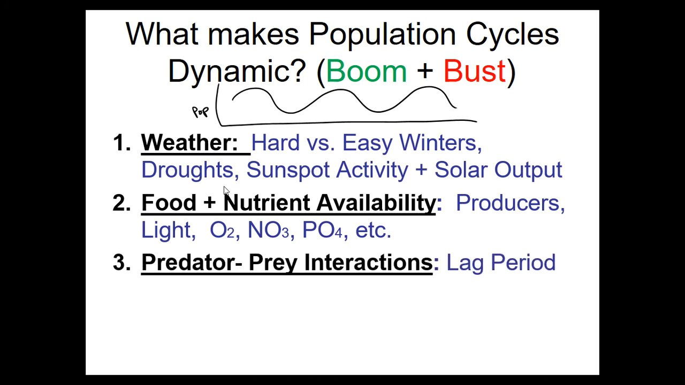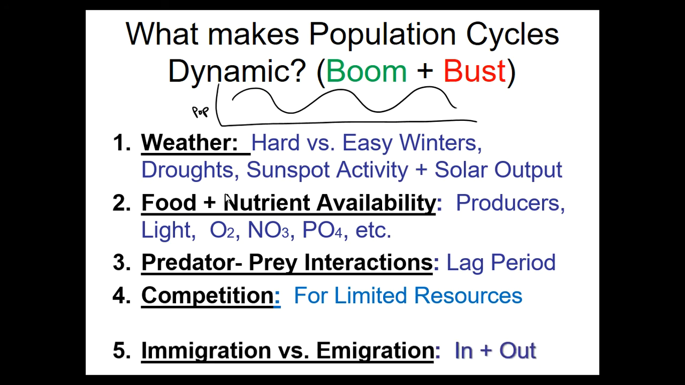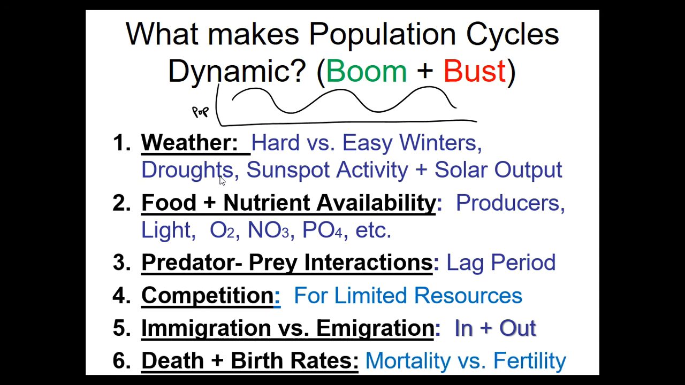Predator and prey relationships and interactions are a big one, with the lag period. Wolves and elk are a good example. Competition, of course, for limited resources. It can be interspecific or intraspecific, between species and within a species, which is very common, human wars. Immigration and emigration. This is the in and out idea. I always remember the I is for the in and the E is for the exit, so emigrating out. And then, of course, you can have birth and death rates, which in fancy terms is the mortality, el morte, and, of course, fertility, how many babies you can make.